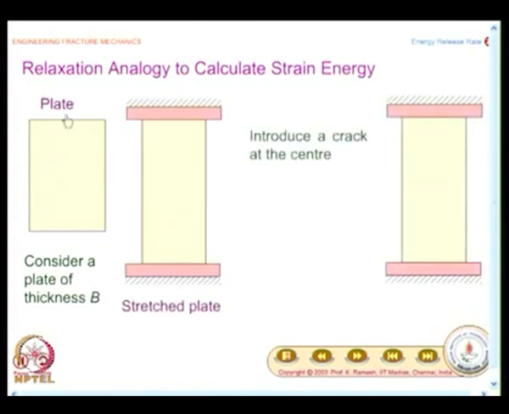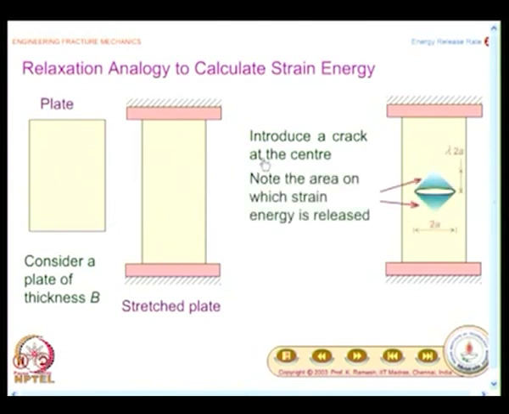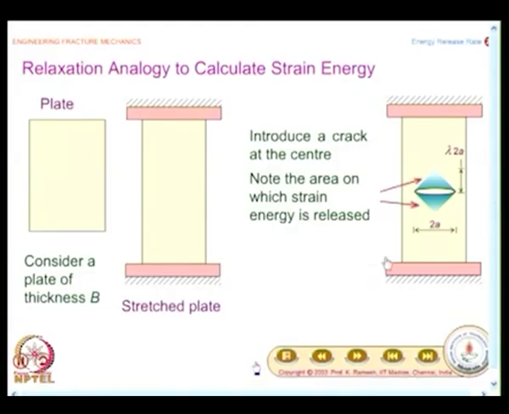We have taken a plate of thickness B and we stretched it, and we said introduce the crack at the center, and what was marked is the area on which strain energy is released. Marking of this as a triangle is only incidental. You could take a parabola, you could take a complicated curve, you could do anything of that sort. What it amounts to is that for the formation of cracks, strain energy in the neighboring area has contributed to the formation of two new surfaces. That is what is attempted to be shown.